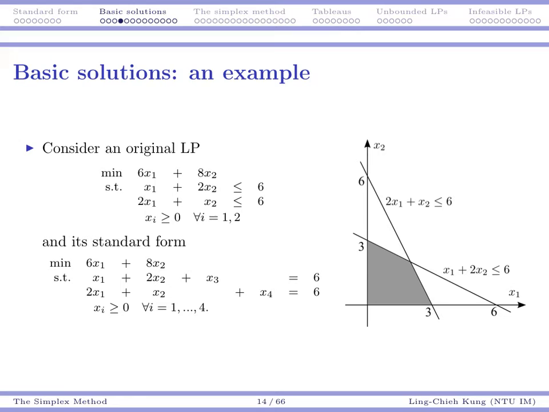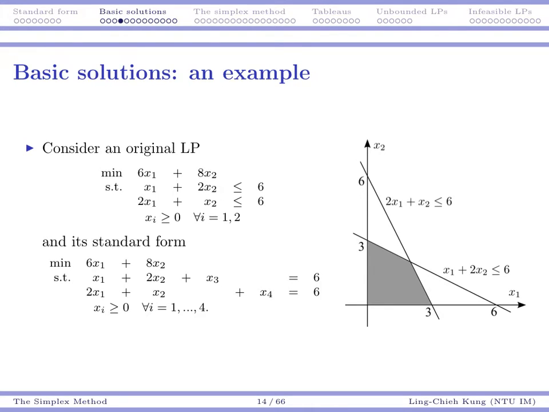So let me quickly give you an example. Suppose we have our favorite linear program like this. I want to minimize 6x1 plus 8x2, subject to x1 plus 2x2 less than or equal to 6, and 2x1 plus x2 less than or equal to 6, and all variables are non-negative. Then we have this graph, or figure, that shows our feasible region. Because we are talking about solutions, we don't really worry about the objective function.